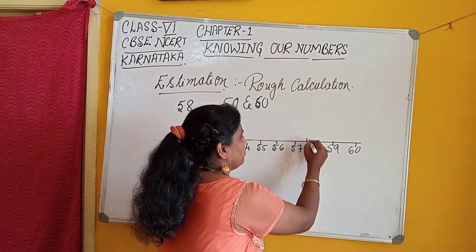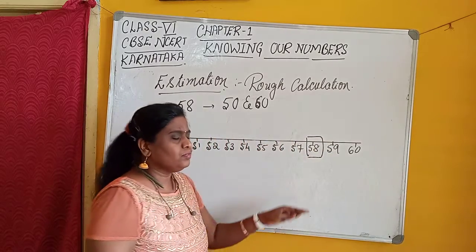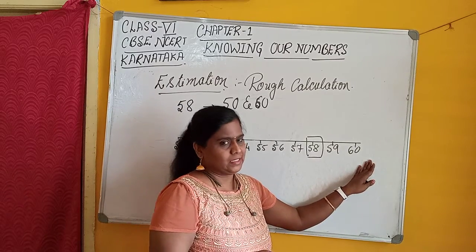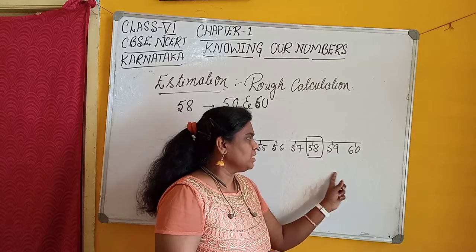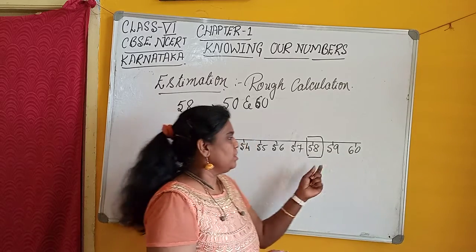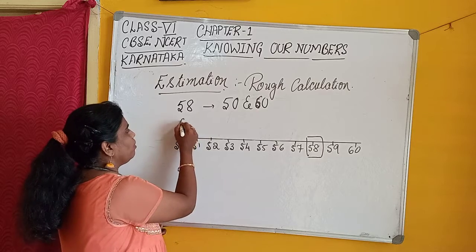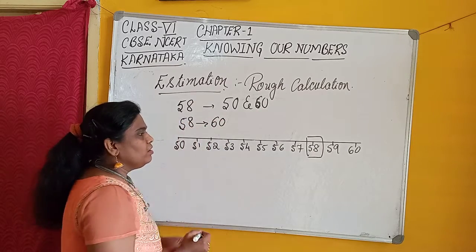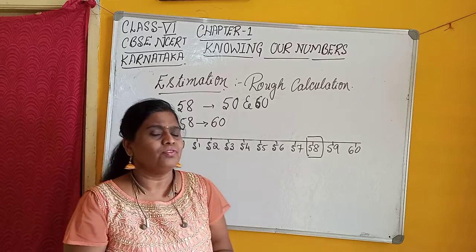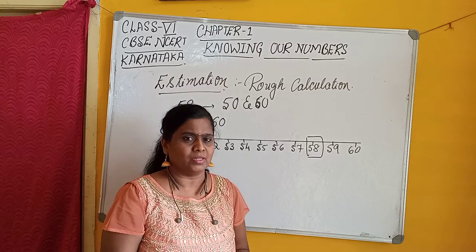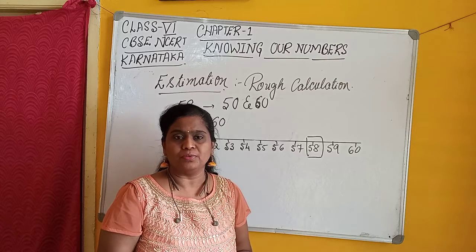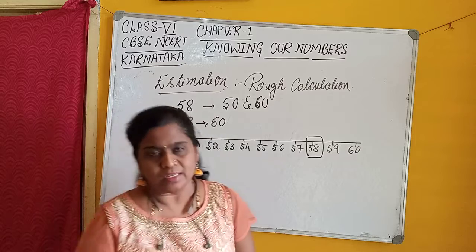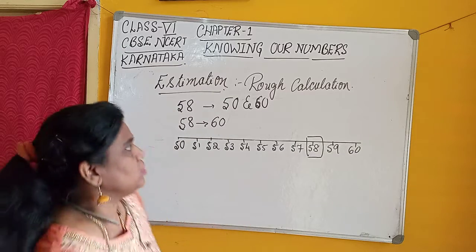Here we are finding the number 58. This 58 lies nearest to 60. Isn't it? It is very close to 60. Therefore, 58 is rounded off to which number? 60. Okay. In this way, we cannot do for all the numbers or the larger numbers. There is some logic to do the rounding of the numbers nearest to tens place, nearest to hundreds place, and also nearest to thousands place.